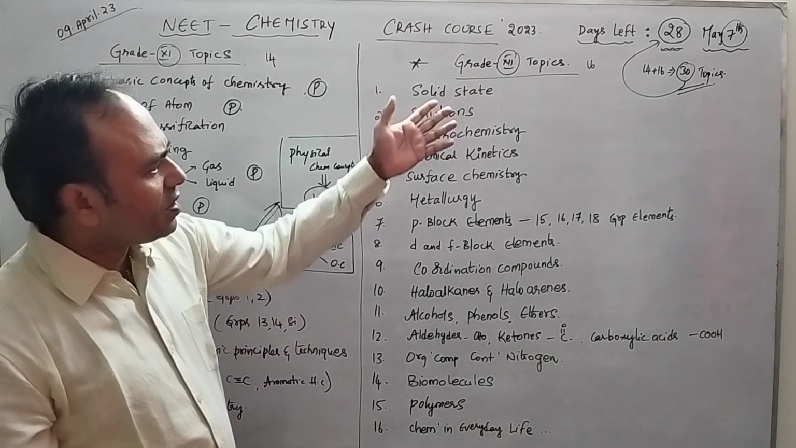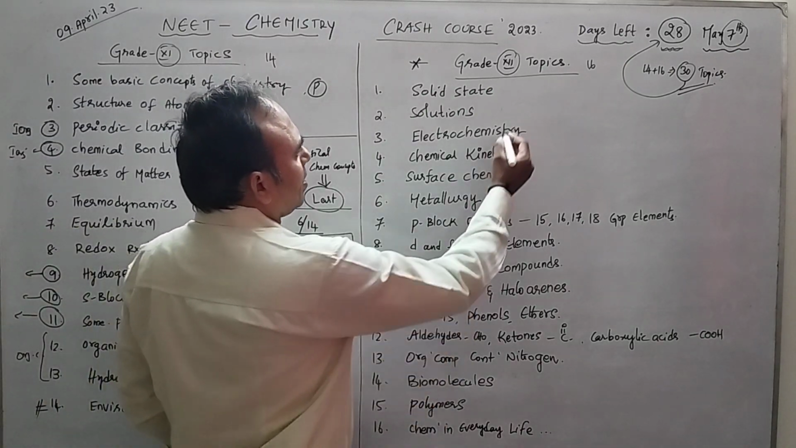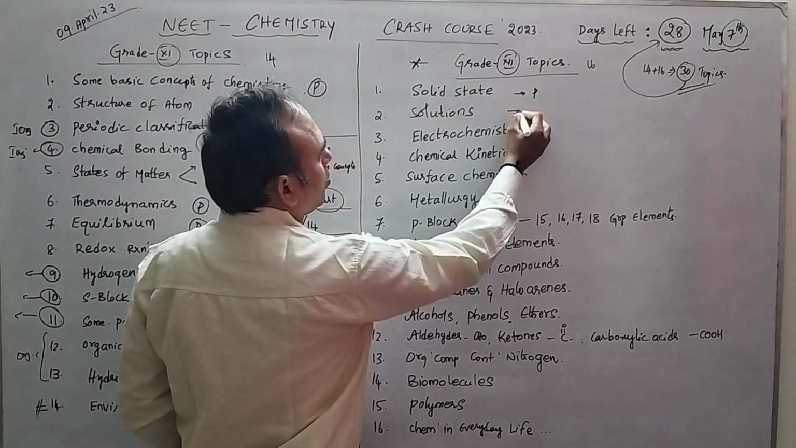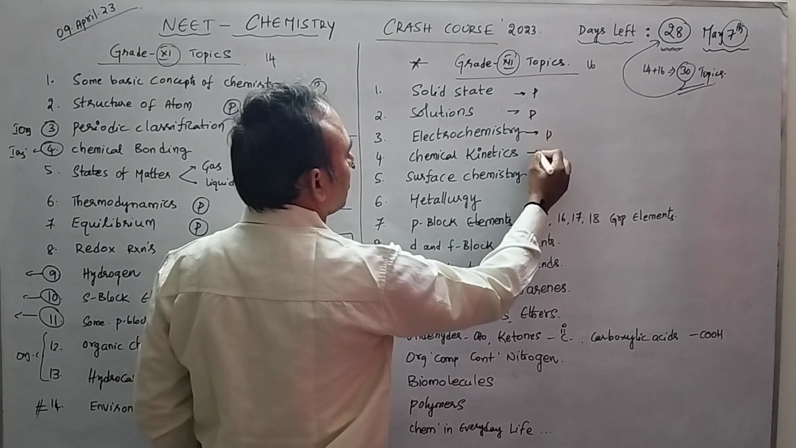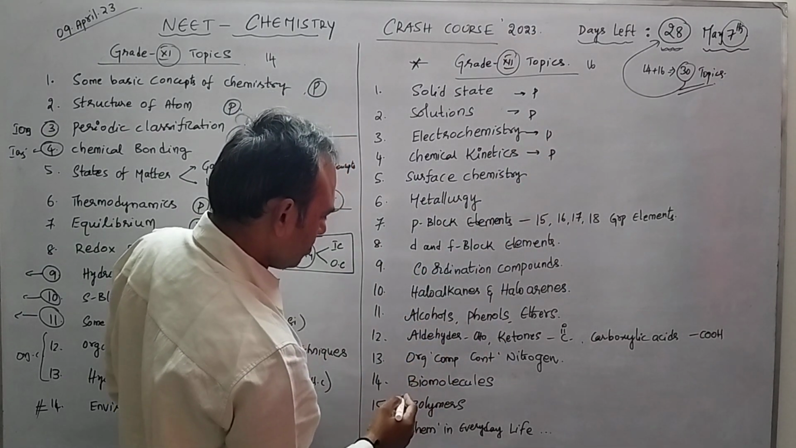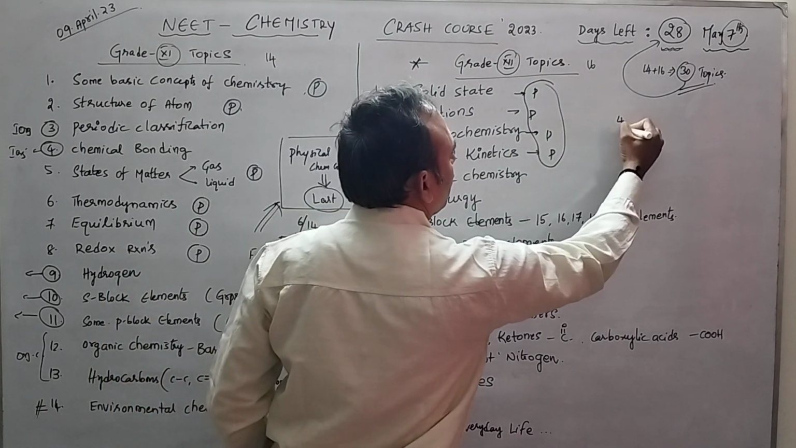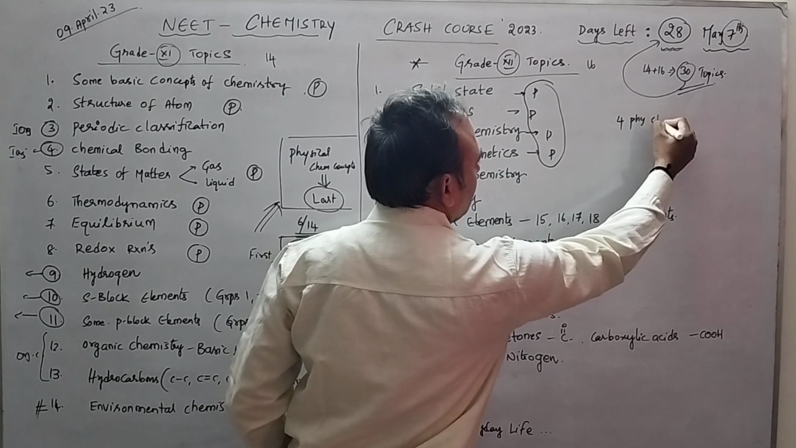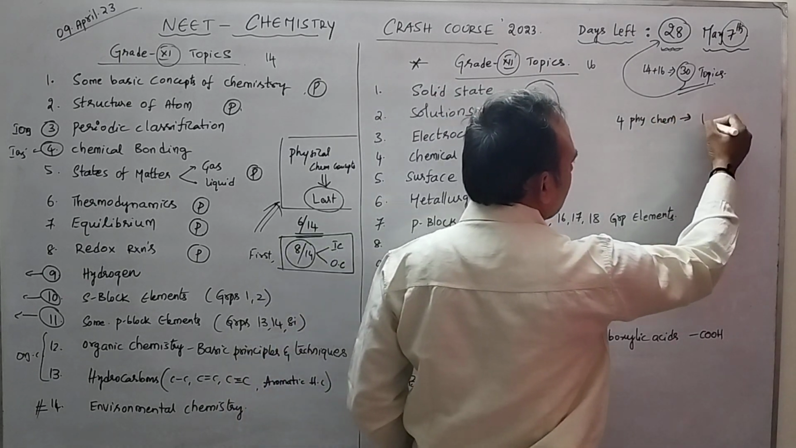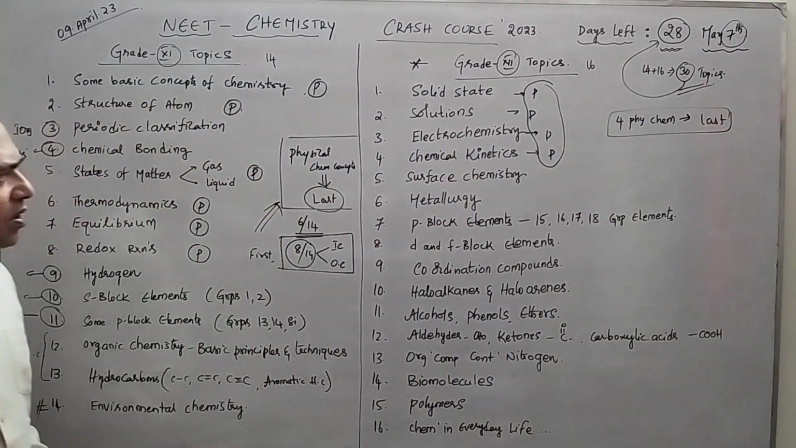Coming to the grade 12 topics, 16 are there. Once again we will apply the same strategy. What are the physical chemistry topics? Solutions, electrochemistry, chemical kinetics. Fine, so you got 4 physical chemistry topics, which will be done at the last because they take more time.